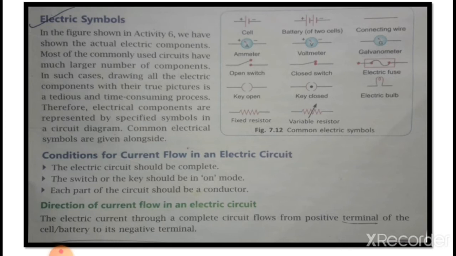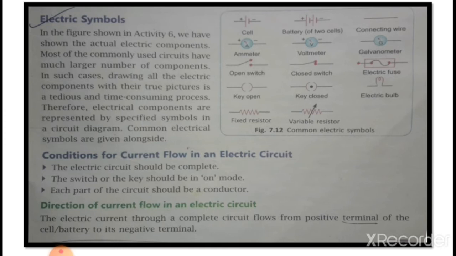And next one, the conditions for the current flow in an electric circuit. So this is very important. You have to study very nicely. What are the conditions for the flow of current in an electric circuit? The first one is that the electric circuit should be complete. The switch or the key should be in on mode. Each part of the circuit should be a conductor. So these are the very important conditions for the flow of current in an electric circuit. The first is that the electric circuit should be complete and in on mode. And the third is that each part of the circuit should be a conductor.